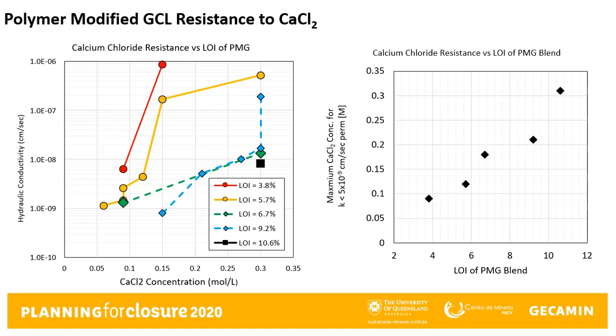The chart on the right-hand side of this slide indicates the maximum calcium chloride concentration for each one of the polymer-modified GCLs to maintain a hydraulic conductivity below 5 times 10 to the minus 9 centimeters per second. The most highly polymer-modified GCLs allowed for a calcium chloride concentration of approximately 0.3 molar while still providing low hydraulic conductivity.